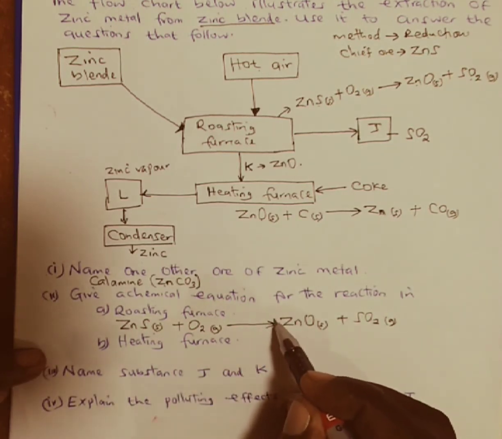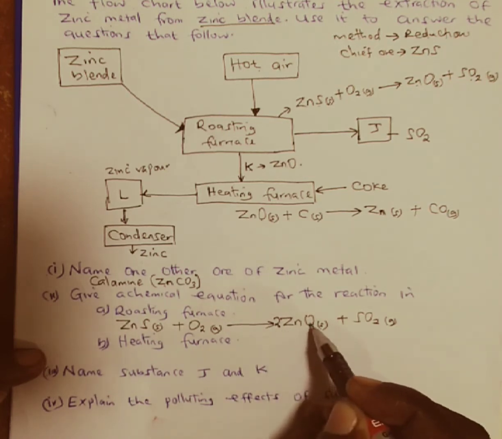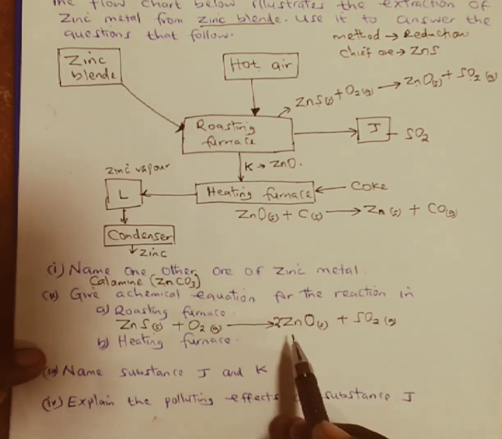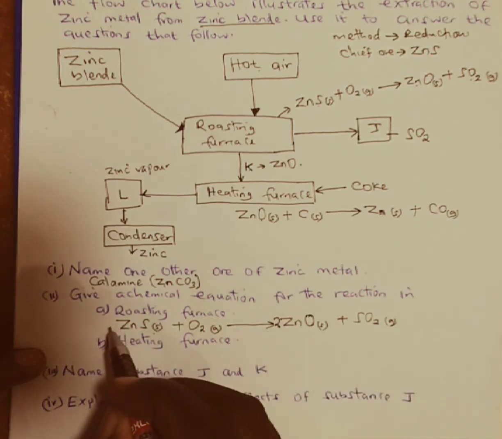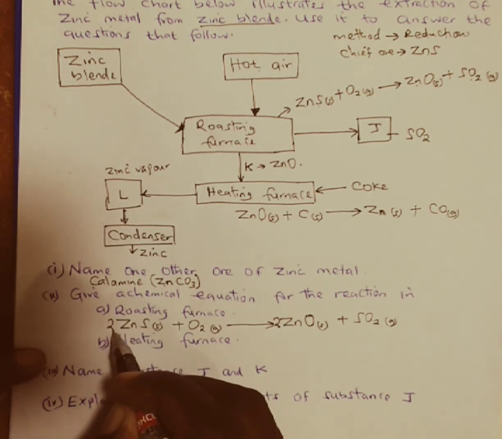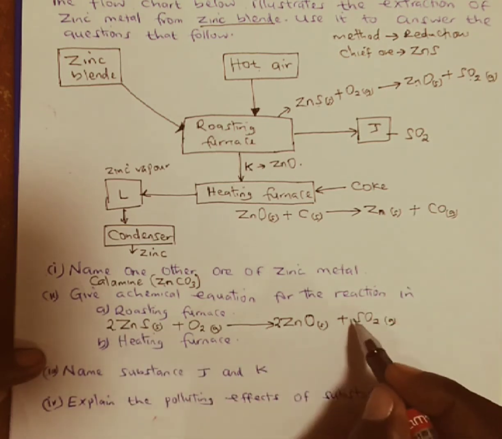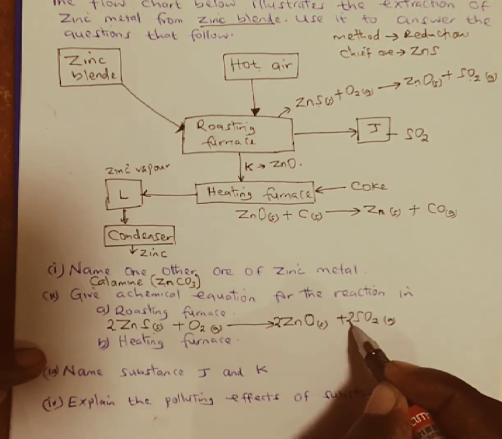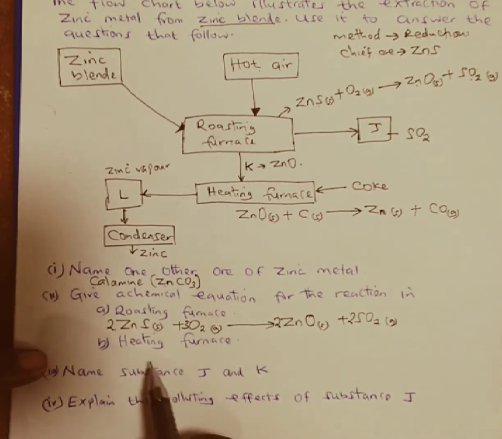So we are going to balance the equation by writing 2 behind zinc oxide so that we can balance the oxygens. We write 2 behind zinc sulfide so that we have 2 sulfurs. Then we write 2 behind sulfur 4 oxide, and then we write 3 behind oxygen so that the equation will be balanced.